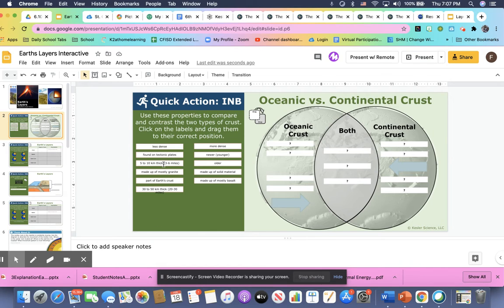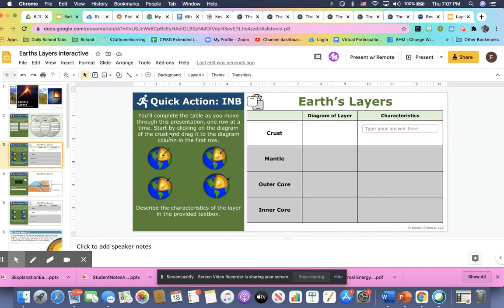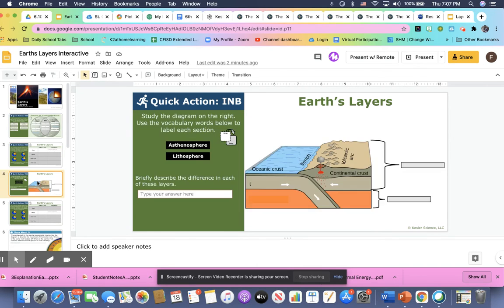So here are what you'll choose. You'll choose from here, and then your teacher has your answer key, so you can check all of this after you're done. The next thing is you have Earth layers. So figure out which one of these is pointing to the crust and drag it over here, and then type some characteristics about the crust that you remember from your notes.